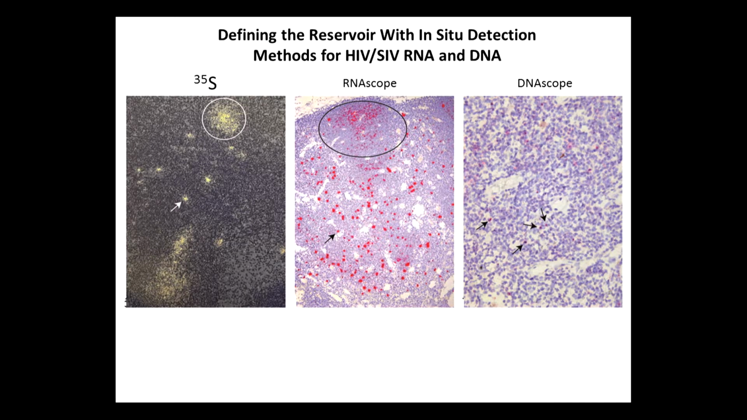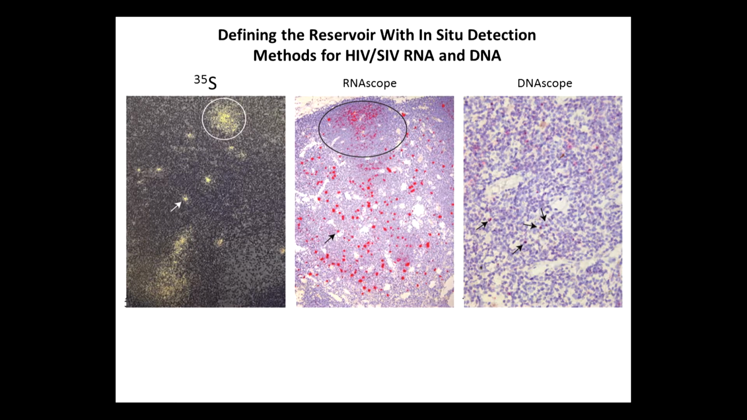The other main advance here is the assay called DNAscope. So now, for the second time really, we can easily detect cells that have HIV DNA in them. It's a little bit hard to appreciate on this slide, but you can see this signal amplified over the nucleus of the cell, and these are cells that have HIV DNA in them.